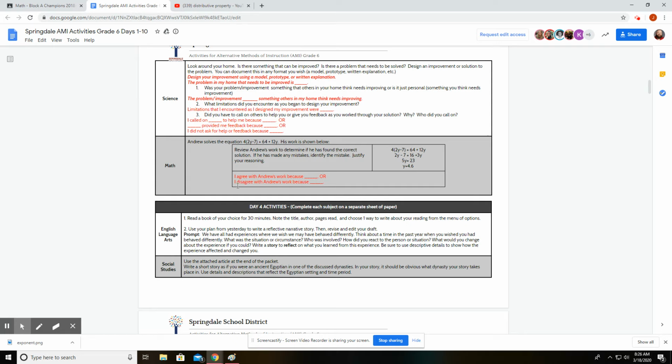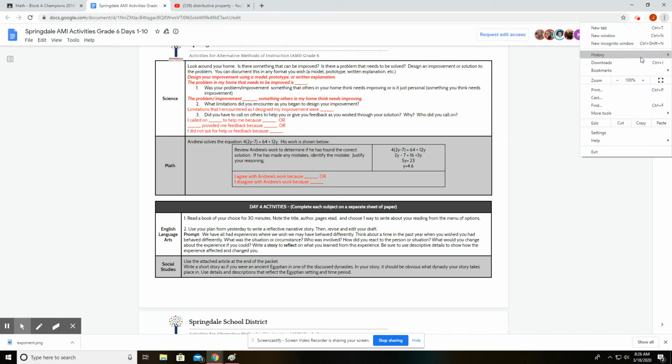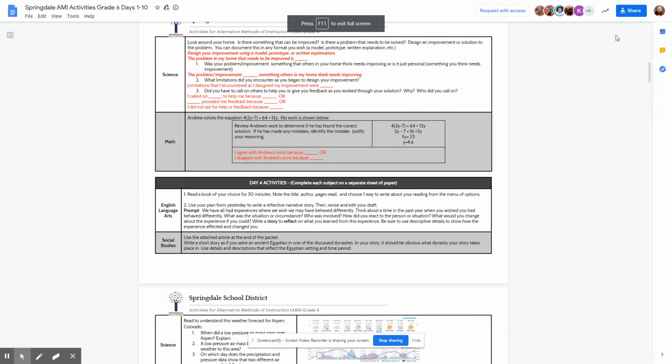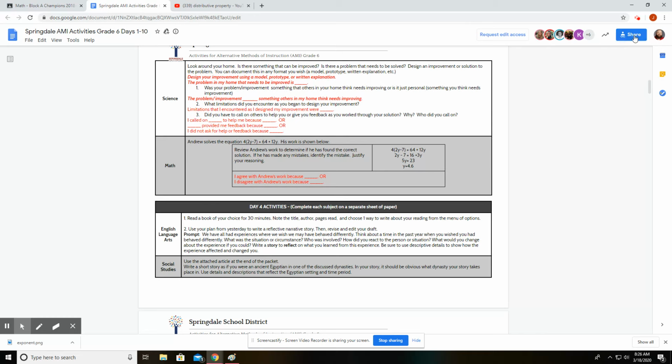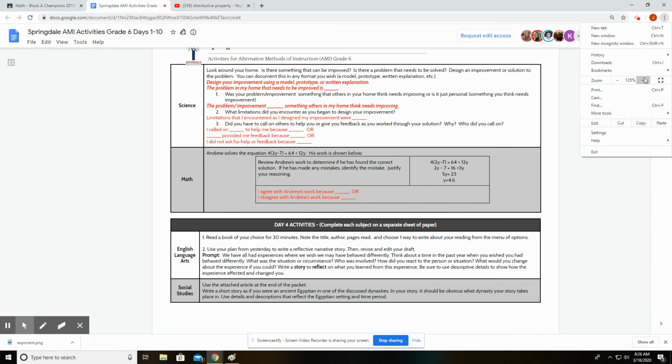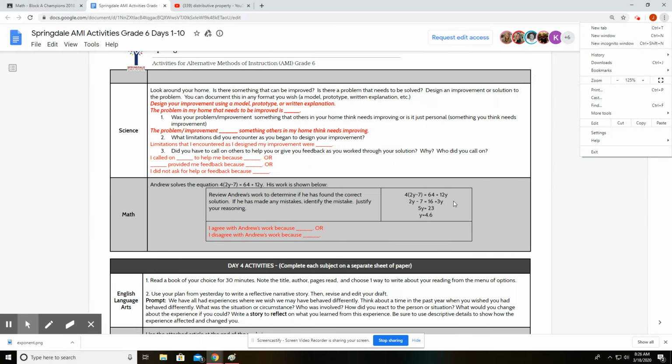When you're explaining and justifying your reasoning, you can say things like, I agree with Andrew's work because, or you could say, I disagree with Andrew's work because. If you notice over here, I'm going to zoom in a little bit. Here's his work.